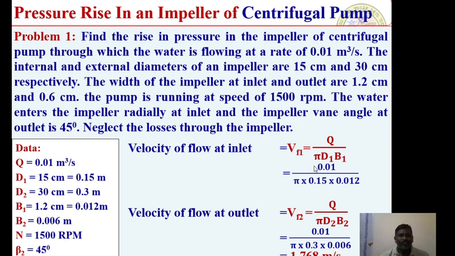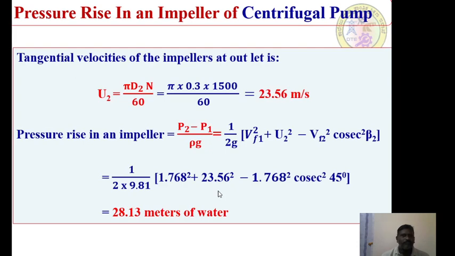Vf1 is equal to Q divided by pi D1 B1. That means the area of the flow at inlet. The total discharge is equal to area of the flow into the velocity of the flow. Whether we are considering the suction side or the delivery side, that is secondary. From this, I can calculate the velocity of the flow at outlet, Vf2 is equal to Q divided by pi D2 B2, which is equal to 1.768 meter per second. Vf1 is also 1.768 meter per second. The same velocity of the flow we are going to get for both the expressions.